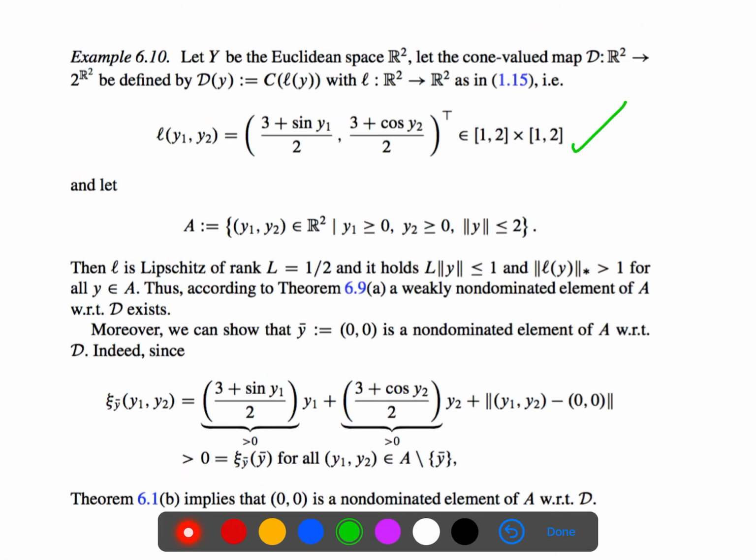And this is an example of L which has a rank 0.5, so L is 0.5. We could conclude that, for example, 0 is a non-dominated element with respect to D, because if we put that in, it becomes 0.